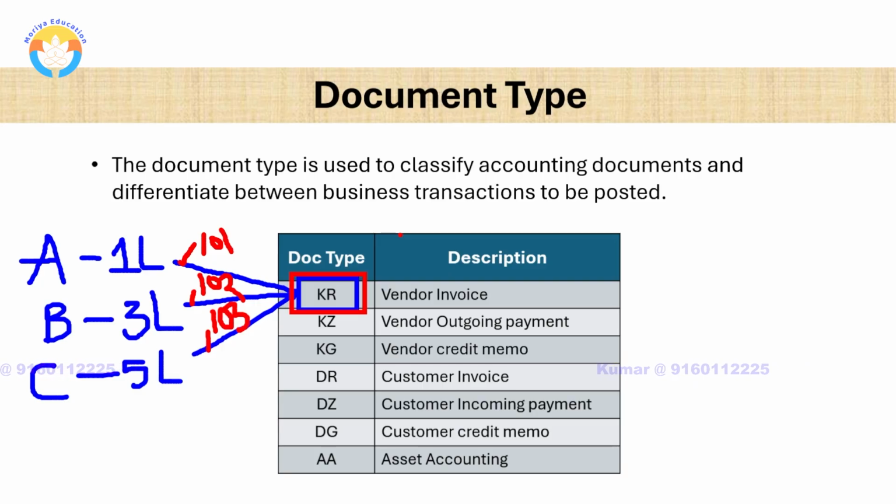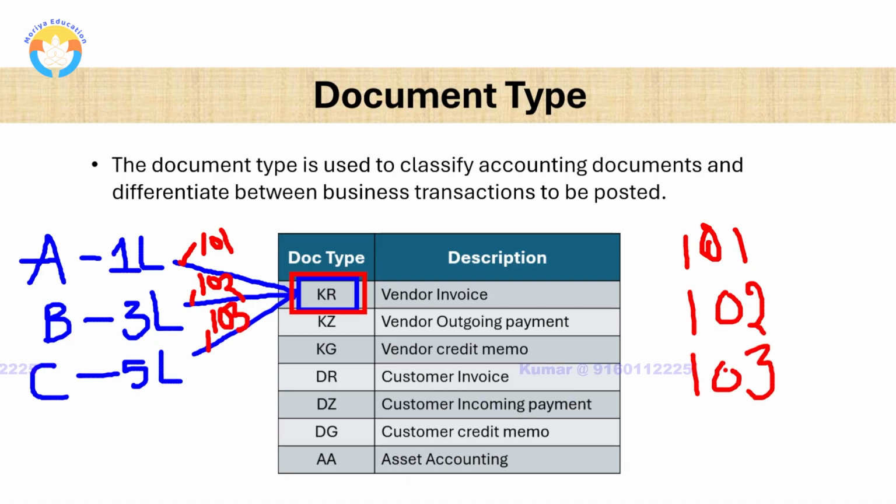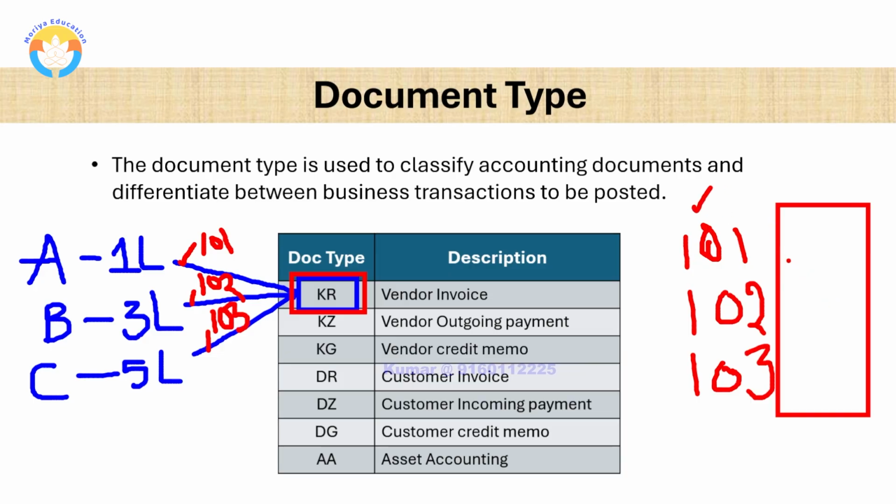Now if you see these documents 101, 102, 103, if my manager comes tomorrow and sees them, how does he need to understand what type of transaction it is? Whether we purchased or paid, or whether it is a sales return or purchase return, how can he identify by using the document number? He cannot identify. Then he will see the document type. If the document type is KR, he will understand that okay, these three documents are purchases.